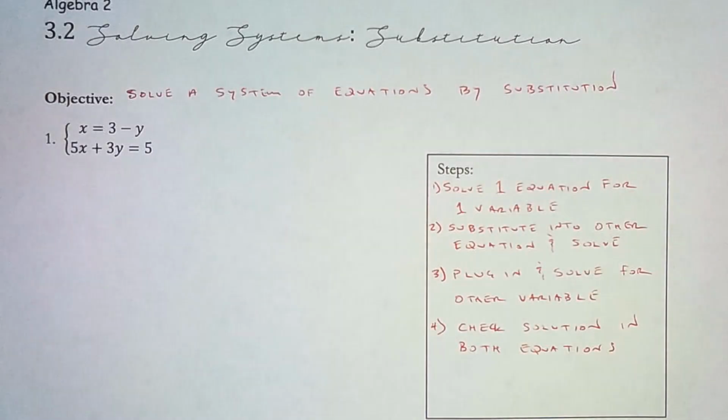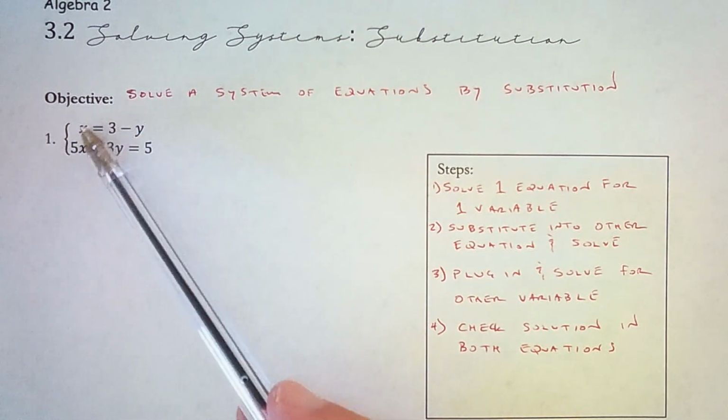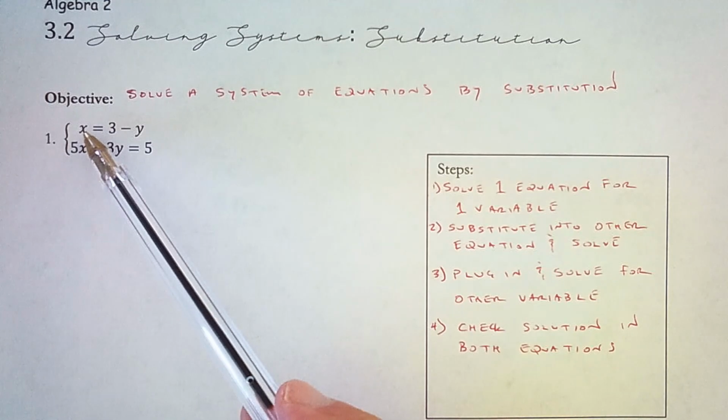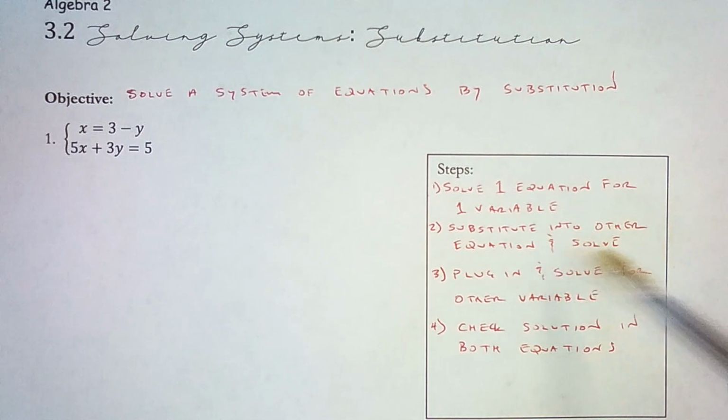Hey everybody, in this video we are going to solve a system of equations by substitution. In order to do that, our first step is going to be to solve one equation for one variable. Now in this case, that's already done. This first equation is solved for x. So we just want to get one variable by itself, and that is done. So we can actually move straight to step 2.